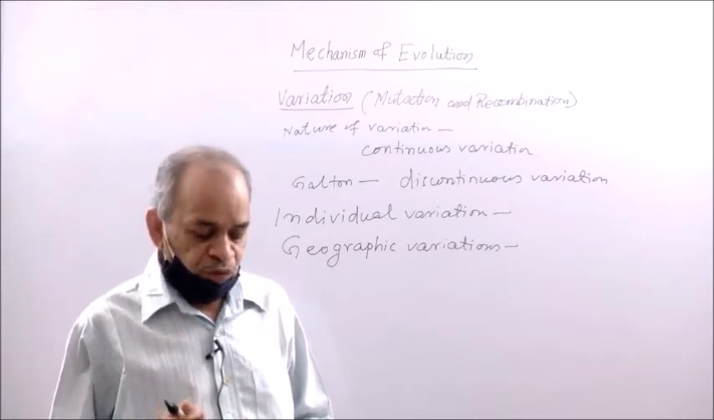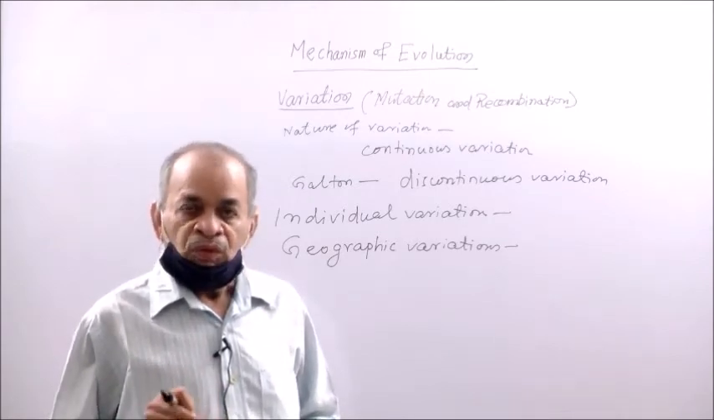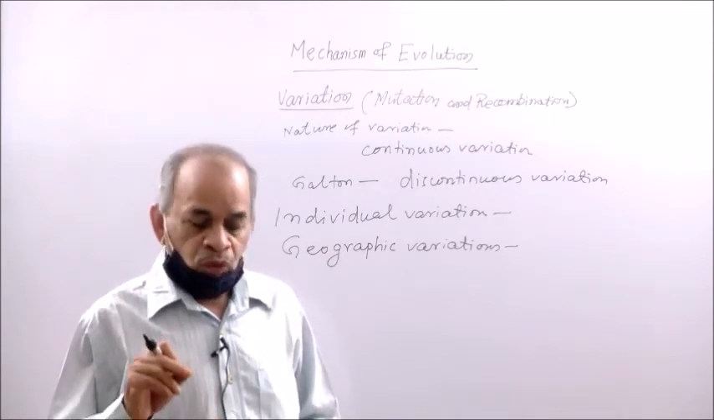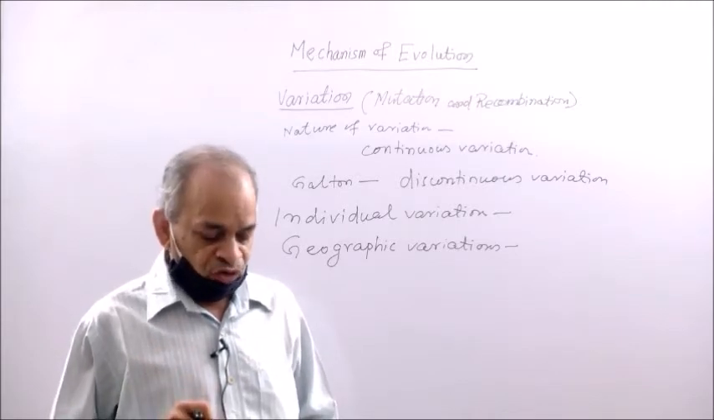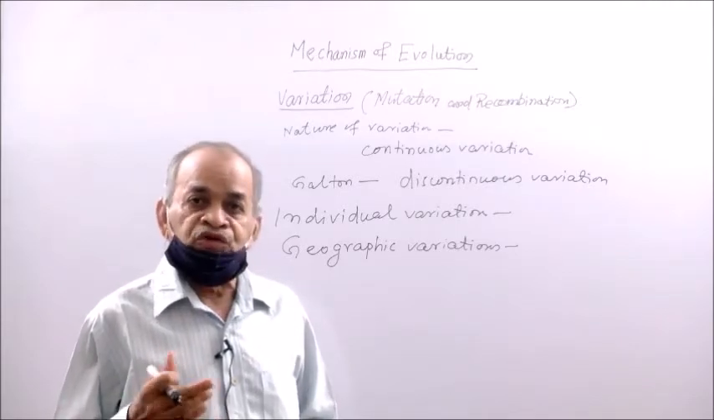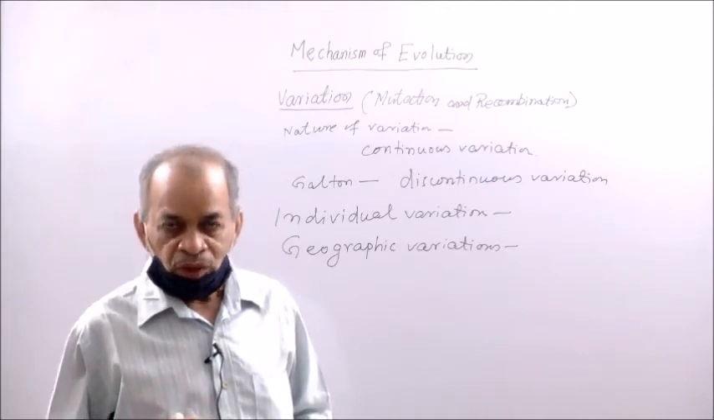Races of humans, Africans, Orientals, Caucasians, etc., are products of geographic variations.